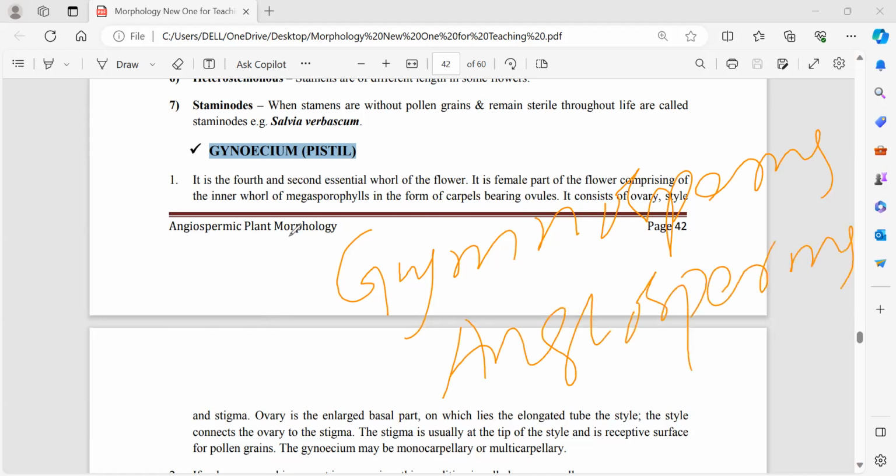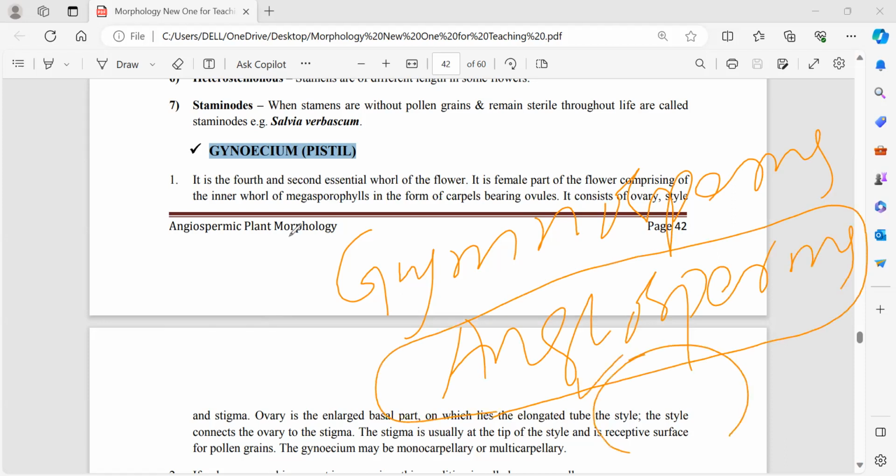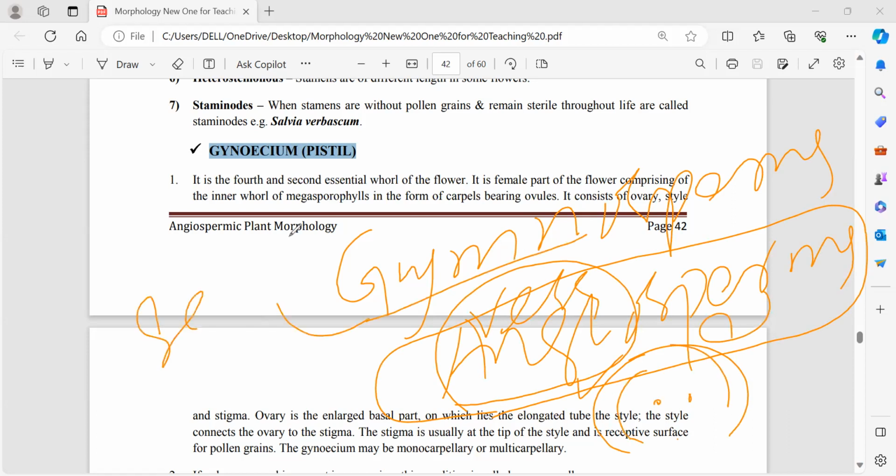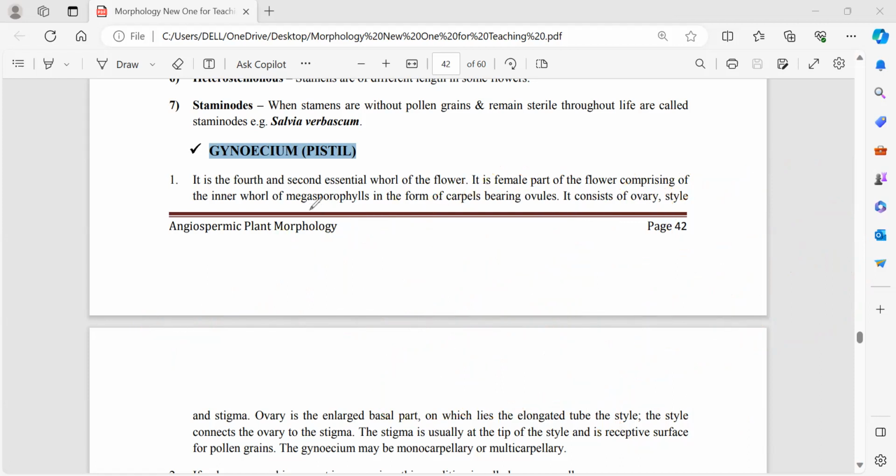Angiosperms में जो seeds होते हैं, they are surrounded, they are enclosed in the ovary. So we call them as angiosperms. Angios means vessel. Sperm means seed. Seed is enclosed in vessel-like structure called ovary. But in gymnosperms, seeds are naked. Seeds क्या होते हैं? Naked. Naked मतलब they are not enclosed in ovary.